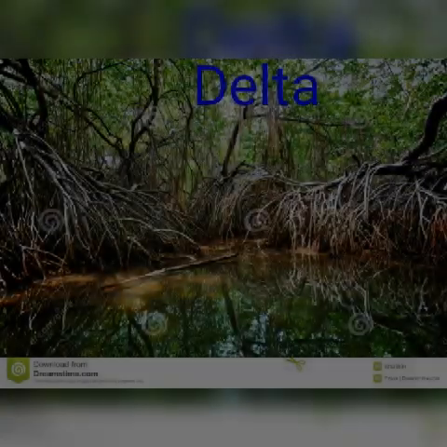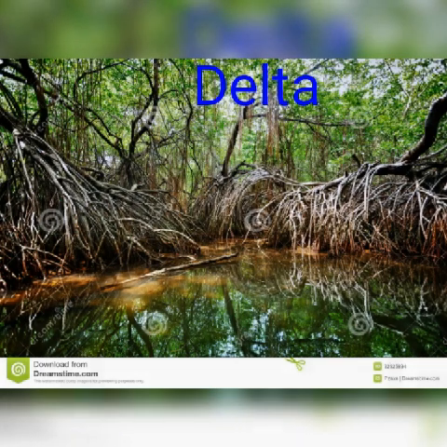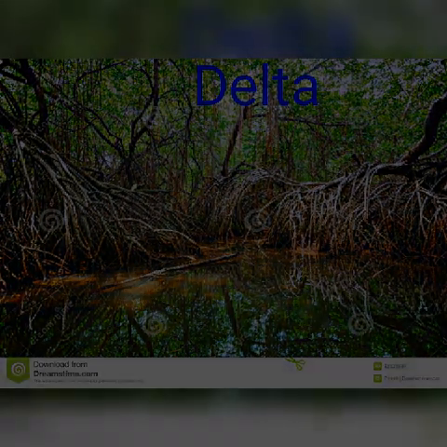Especially these deltas can be seen close to the river mouths of Mahaweli Ganga, Mee Oya and Kala Oya.